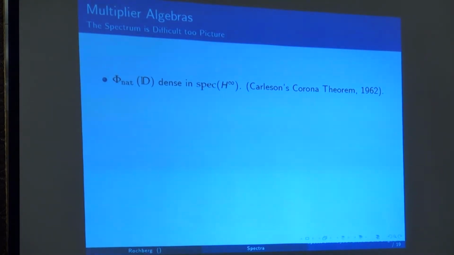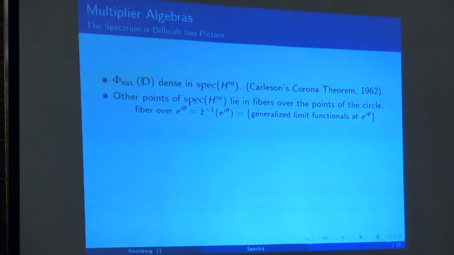So what do we know? The spectrum is really hard to picture. This naturally included disk is dense in the spectrum. That sounds like it might be tautological, but as soon as you go to unpack it, you find it's not at all tautological. And in fact, the statement that it's true is Carlson's corona theorem from 1962.